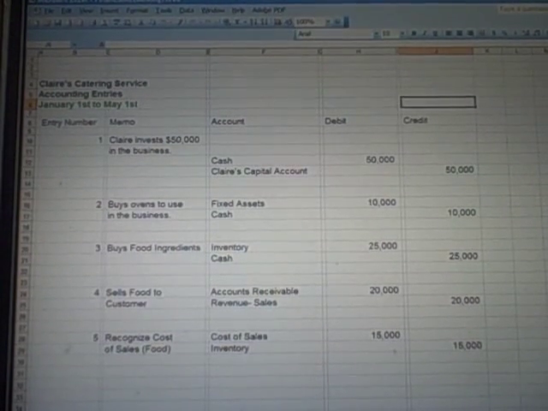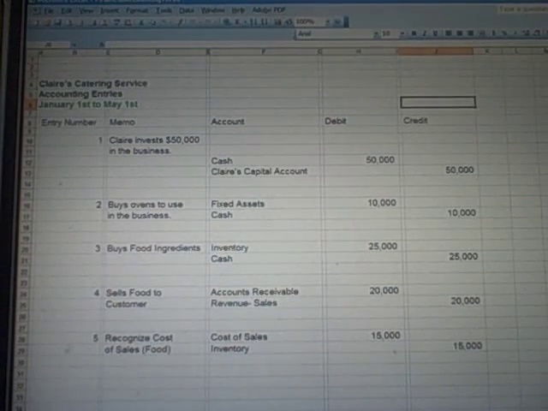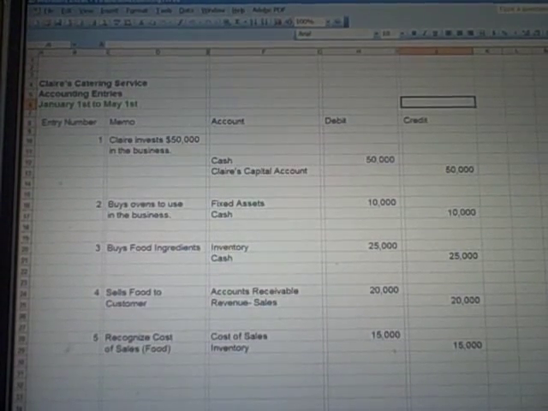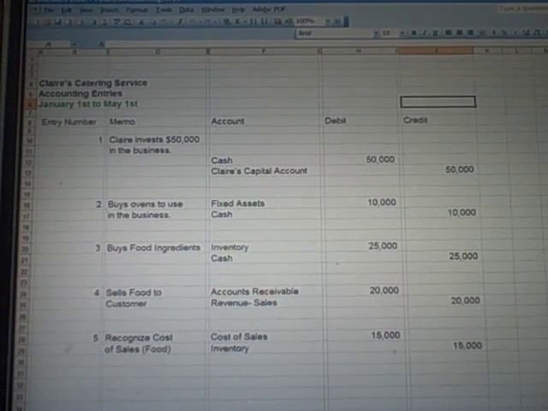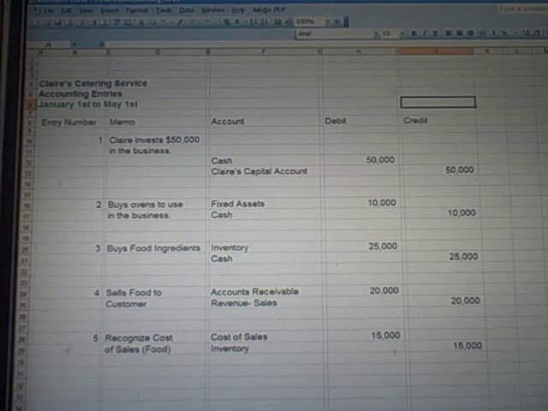Now this accounting information is presented as entries, and you'll see in the first column we have an entry number. We number all of our accounting entries. We have a memo section where we explain the transaction. Third column from the left, we show the accounts, the account names, and then we have debit and credit. So this is one way of showing accounting entries, transactions in your business. So number 1, she invests $50,000, cash goes up, debit. Her capital account, her ownership of the business goes up.